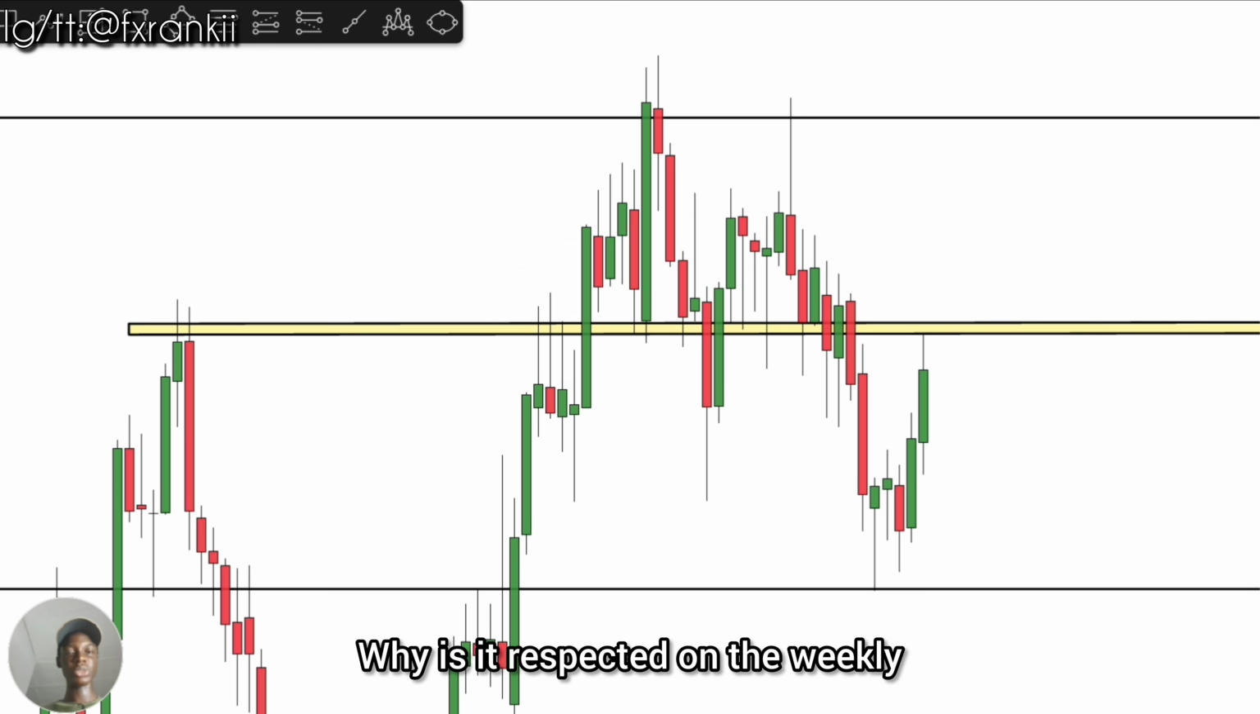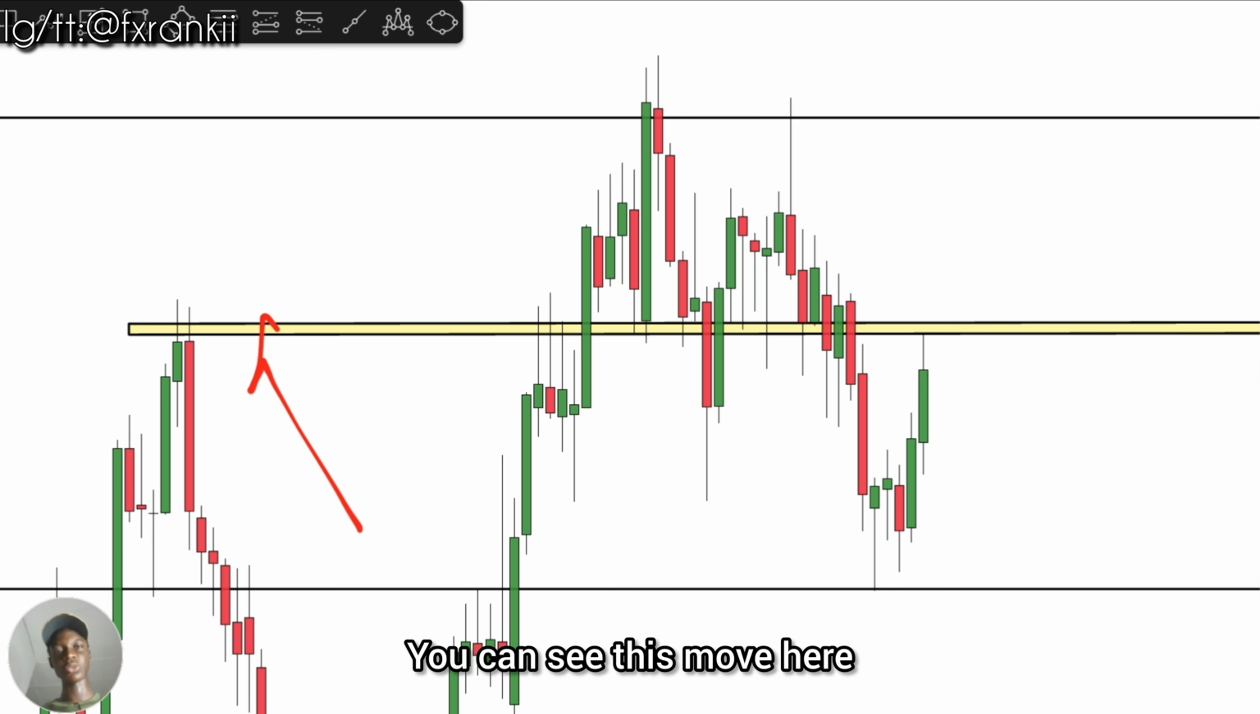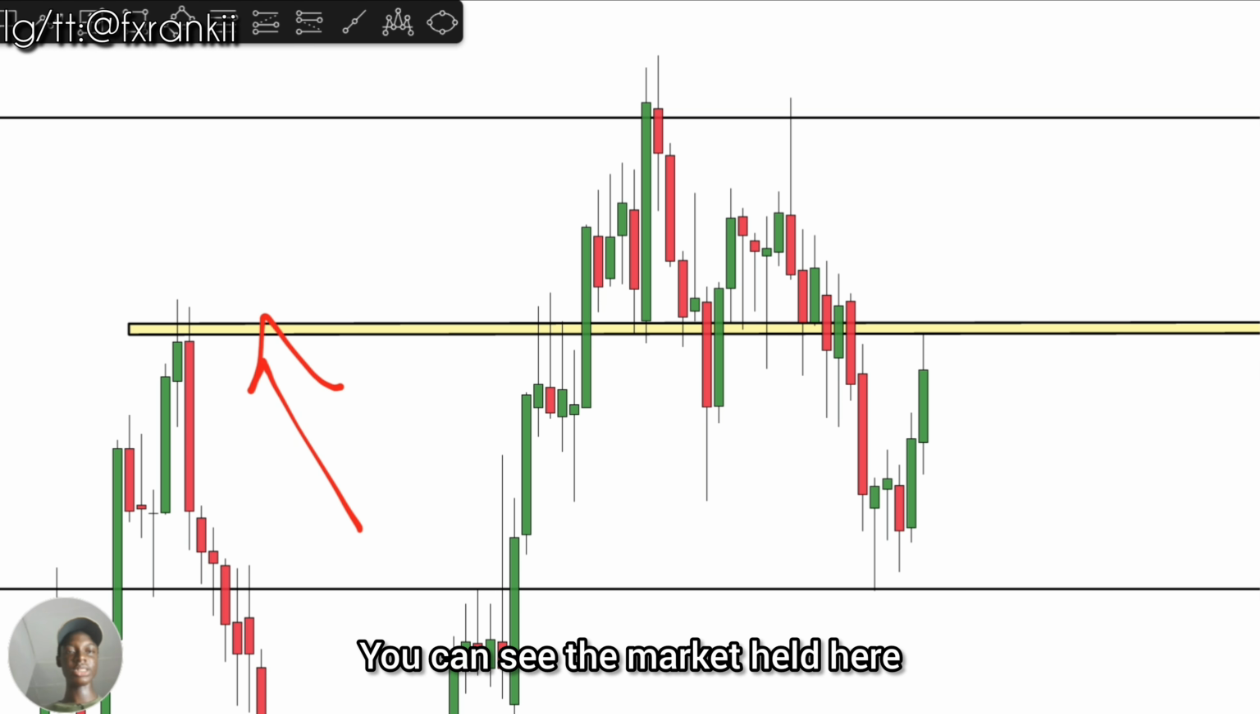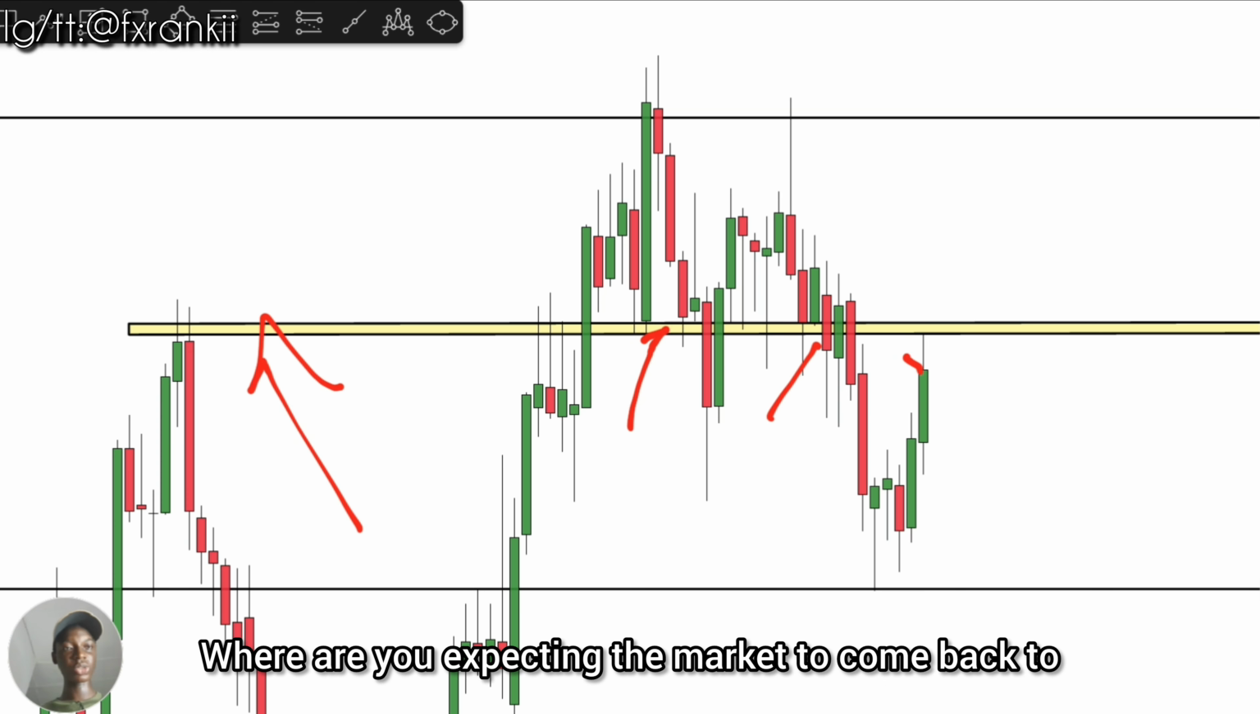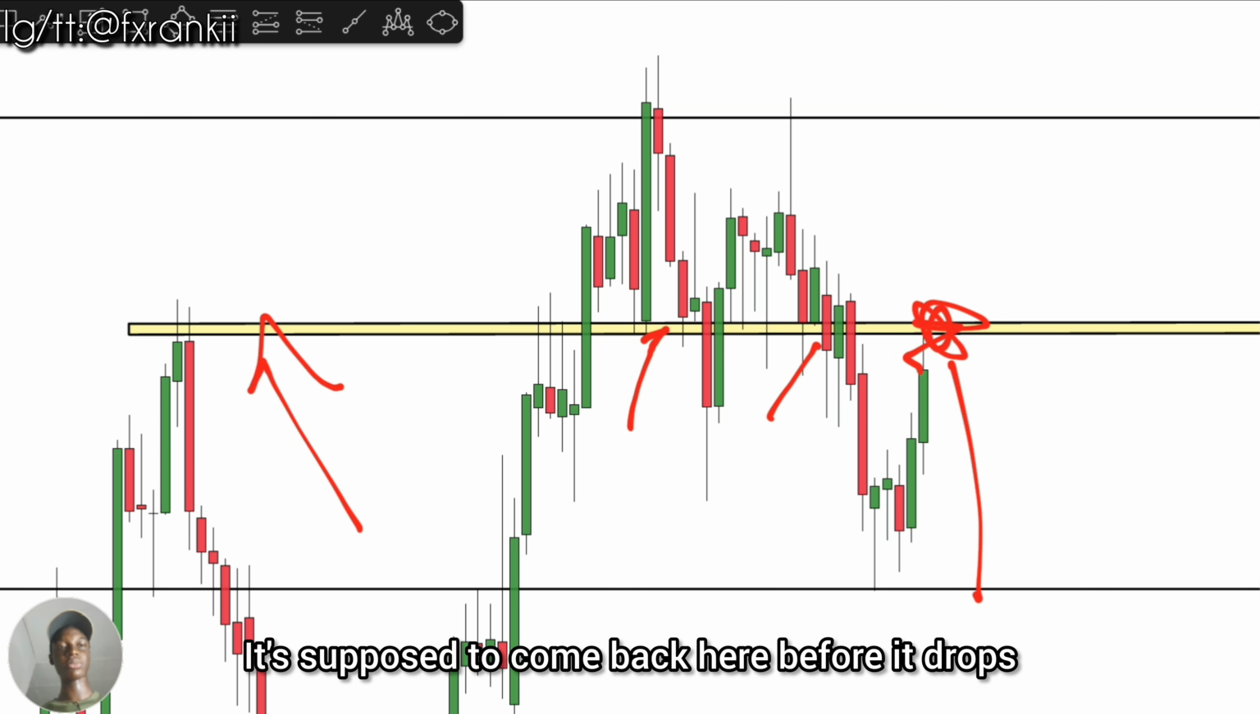Why is it respected on the weekly? You can see the market move here. You can see this move here. You can see the market held here. It held here. The market now finally broke out. Where are you expecting the market to come back to? It's supposed to come back here before it drops.